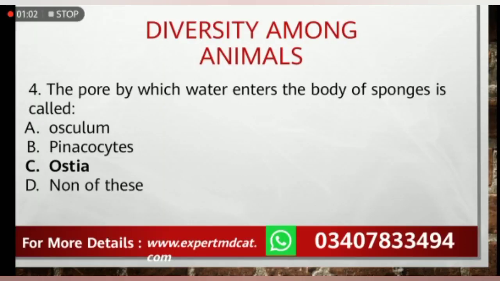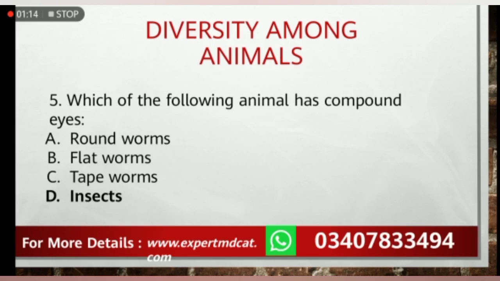The pore by which water enters the body of sponges is called osculum, pinacocytes, ostia, or none of these? तो जो पोर होता है वो ostia होता है. Which of the following animals has compound eyes? Roundworms, flatworms, tapeworms, insects. Correct option is insects.